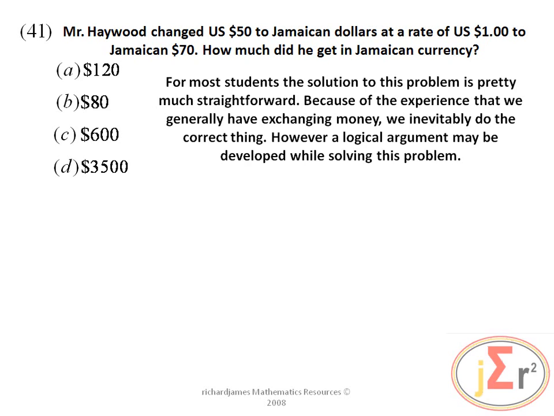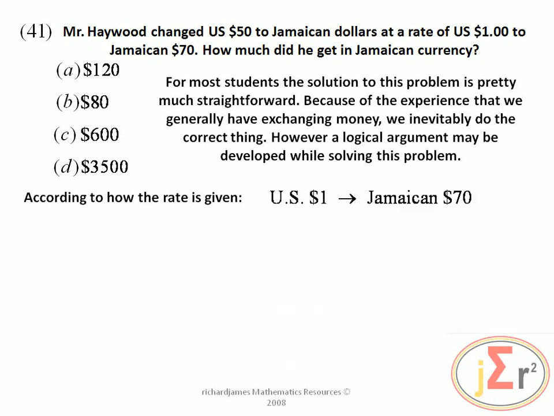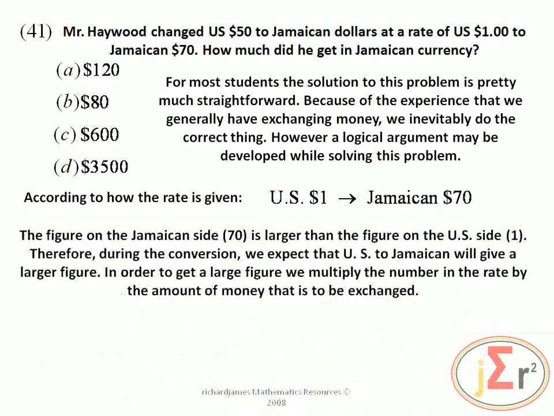However, a logical argument may be developed while solving this problem. According to how the rate is given, US $1 is equivalent to Jamaican $70. The figure on the Jamaican side, which is 70, is larger than the figure on the US side, which is 1. Therefore, during the conversion, we expect US to Jamaican will give a larger figure.